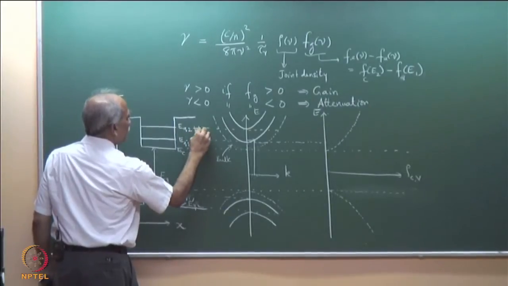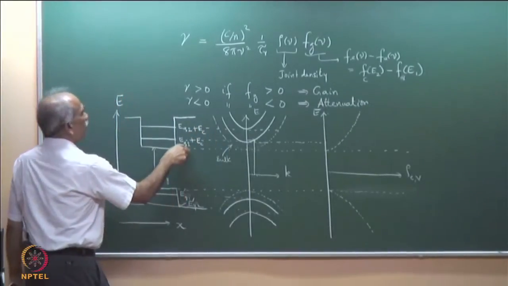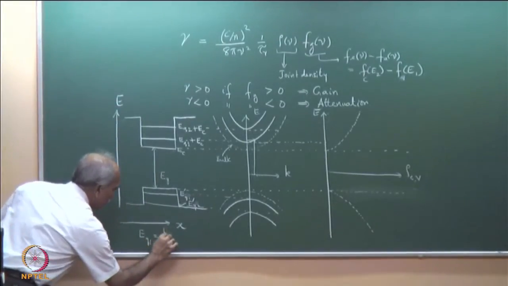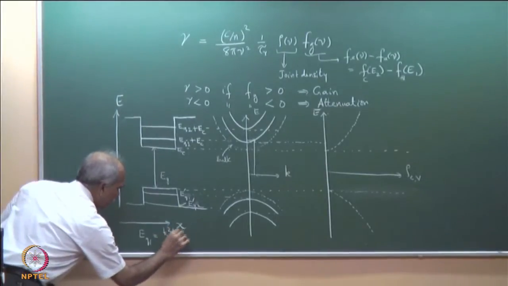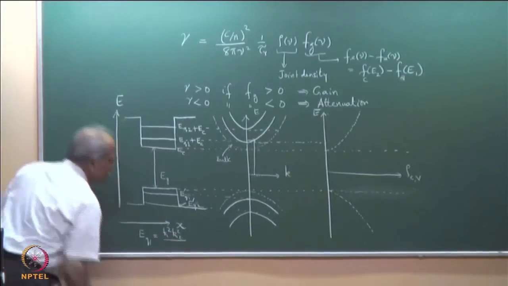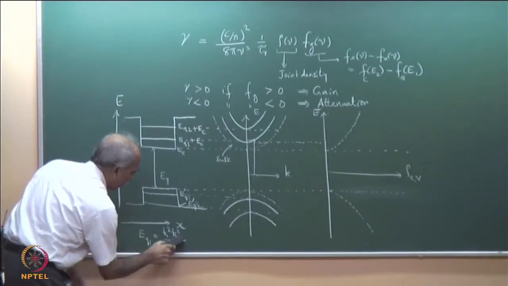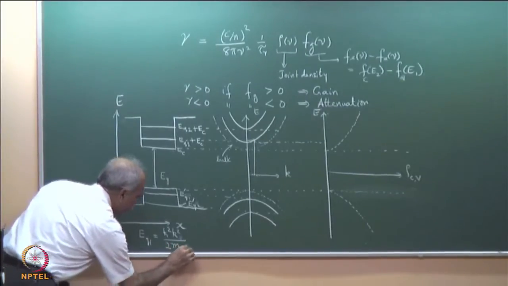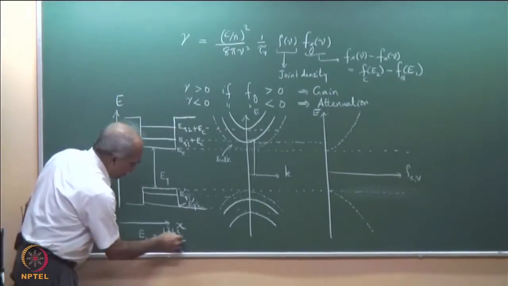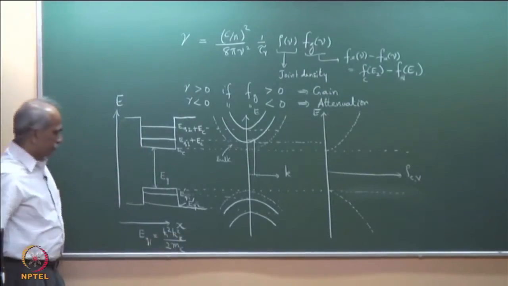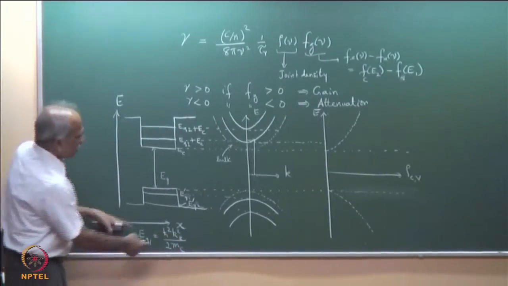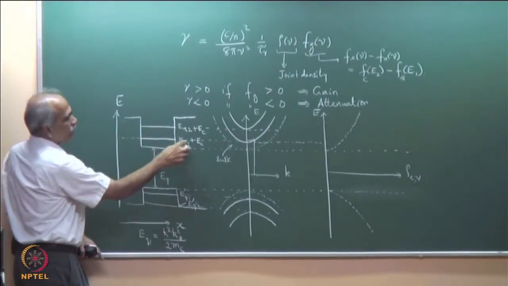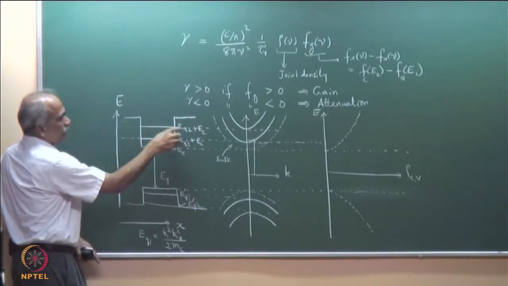Please add this EC here, because of the way we have defined EQ1. Let me write here, EQ1 was h cross square kz square divided by 2 mc. So, this is kz square, which means it is only above EC. Therefore, if I am considering the total energy here, it is EC plus EQ1, this is EC plus EQ2.